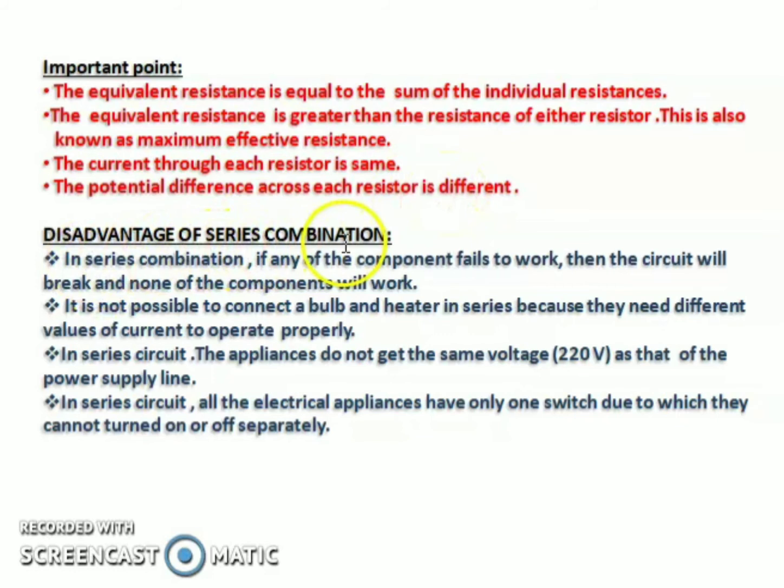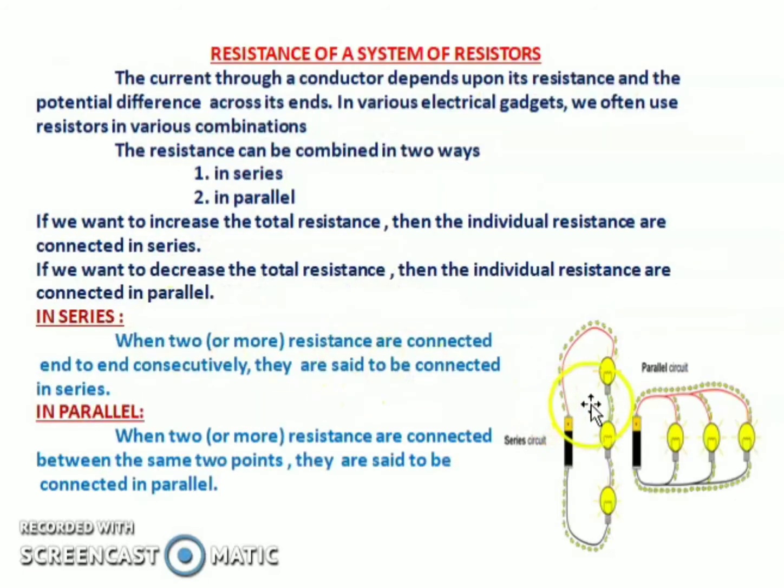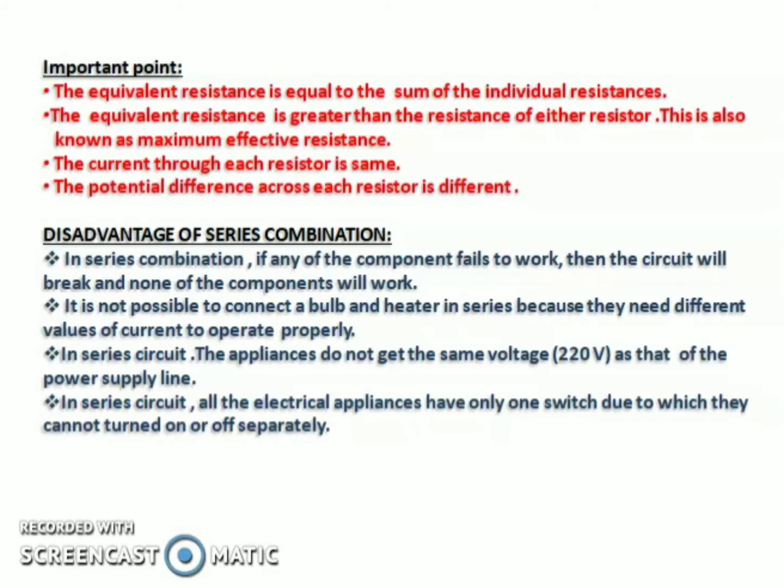Disadvantage of a series combination. In series combination, if any of the components fails to work, then the circuit will break and none of the components will work. Listen, in the series, if this is not working, what happens? The current will not flow, and the whole circuit will not work. So this is a disadvantage for a series.